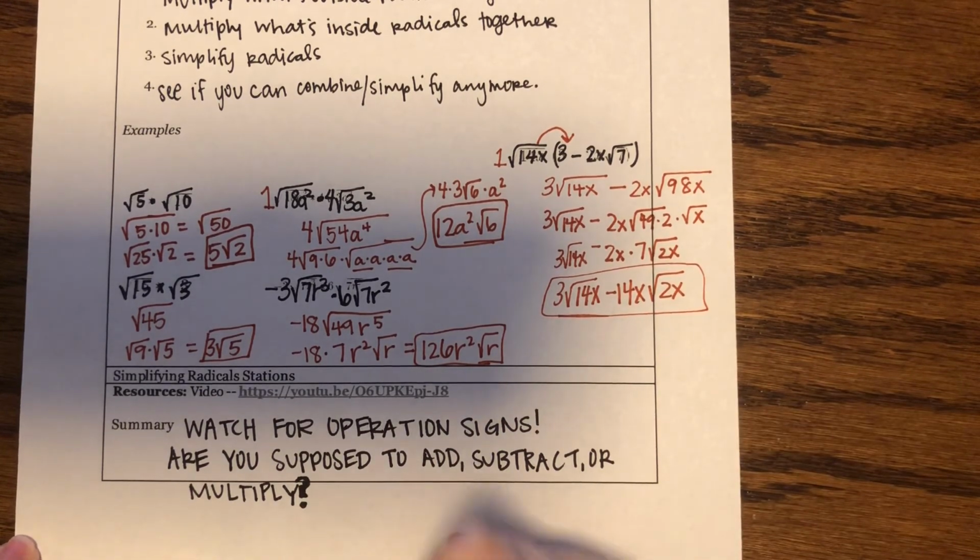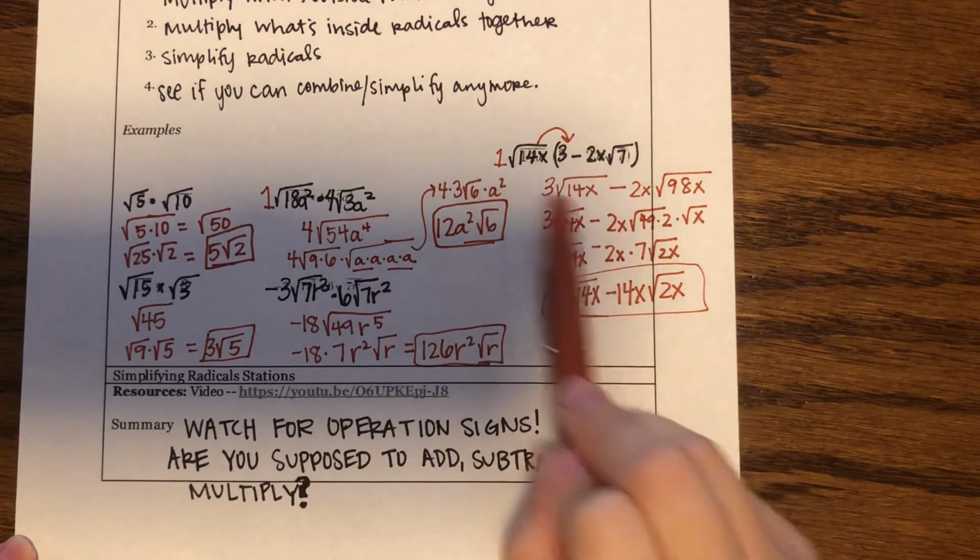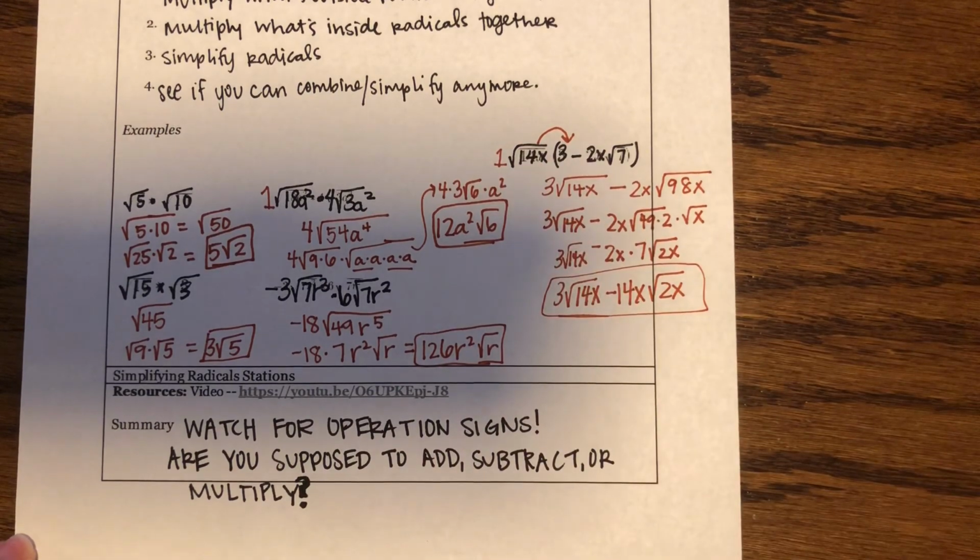And then also just my big thing, guys, a lot of people will forget to look to see if they're supposed to add, subtract, or multiply. They're just going to automatically multiply. Please watch your operations, okay? Please look and see what is the problem saying to do. Is it saying to multiply? Is it saying to subtract? Is it saying to multiply and then subtract? Please watch the signs, okay?